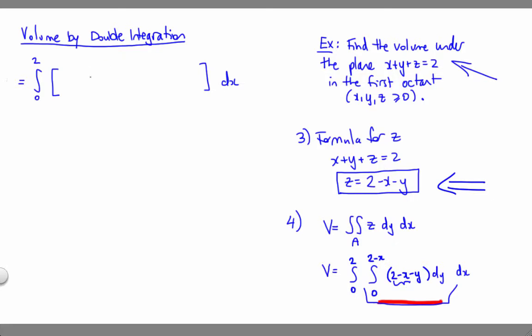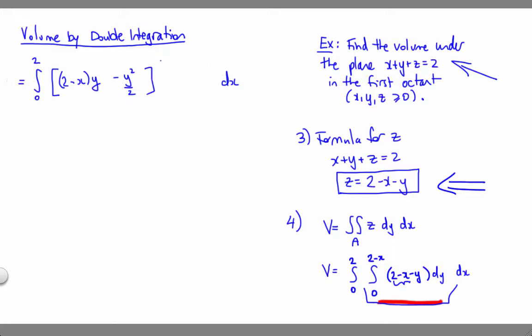And when we integrate that with respect to y, we get 2 minus x times y. Okay, so that's those terms dealt with. And then continuing to integrate, we get minus y squared over 2. So we've now integrated with respect to y. And then in our next step, we need to evaluate.